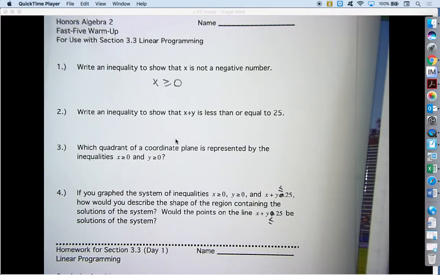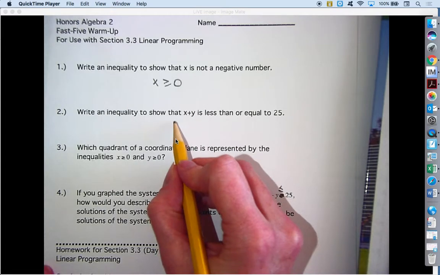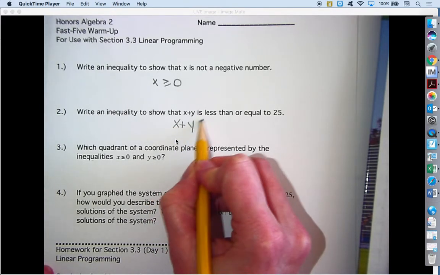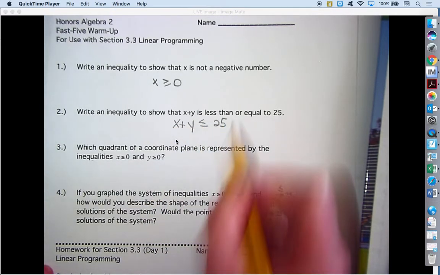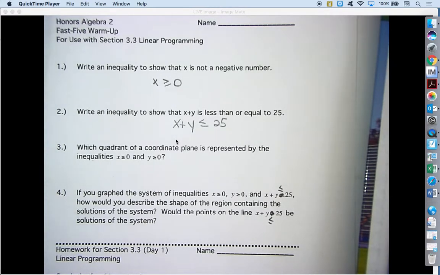Write an inequality that shows that x plus y is less than or equal to 25. X plus y is less than or equal to 25. Yeah. I'm so good at math. So change the less than or equal to wording into symbols.